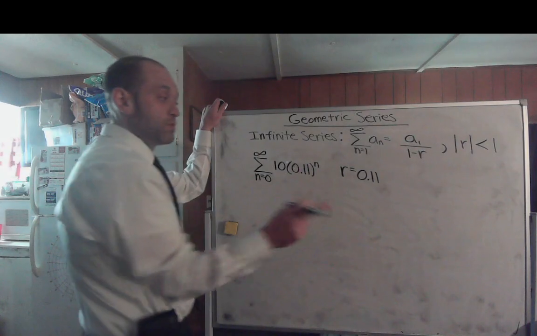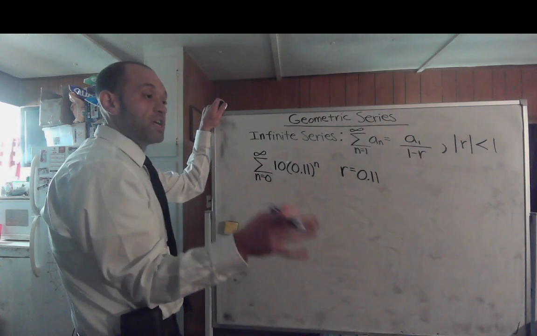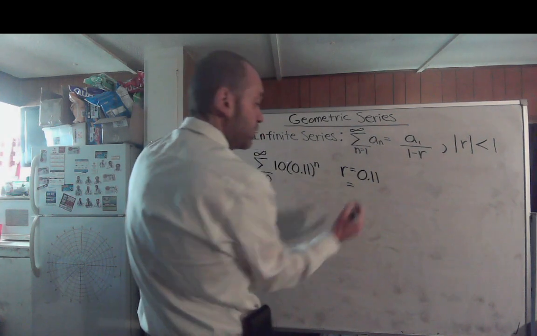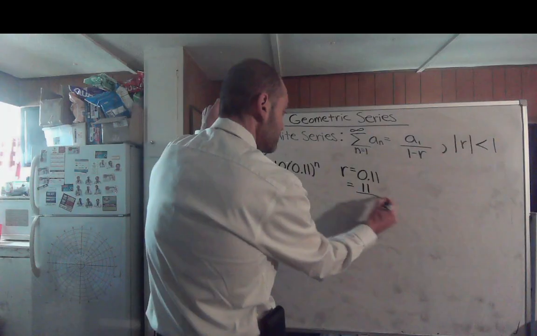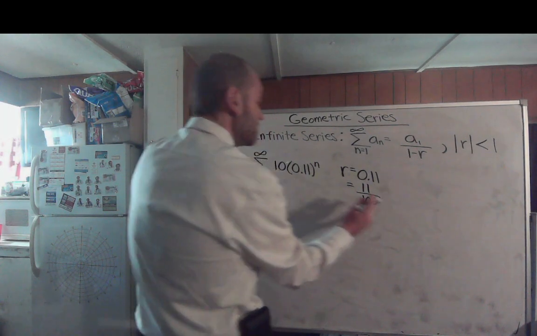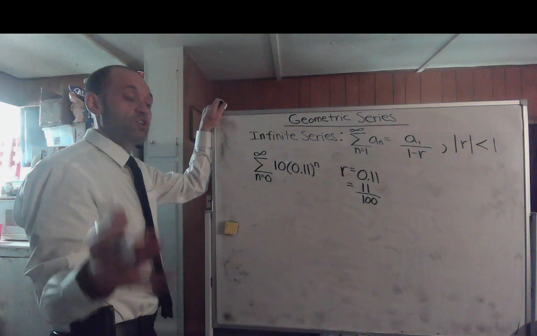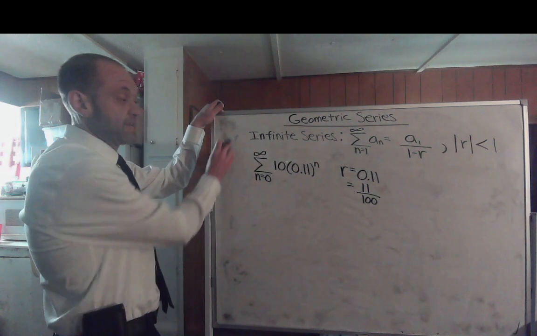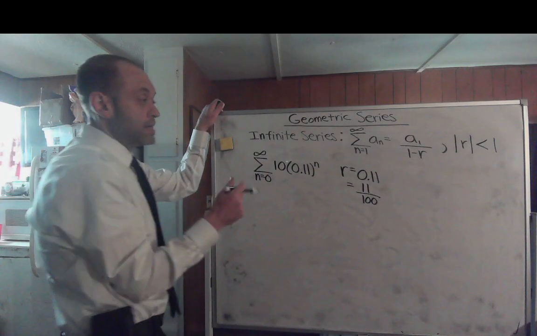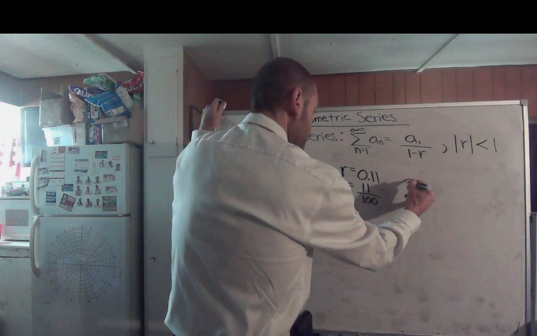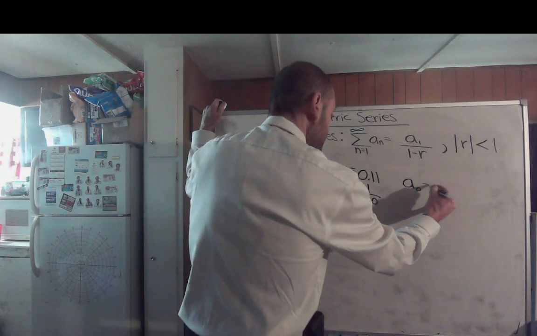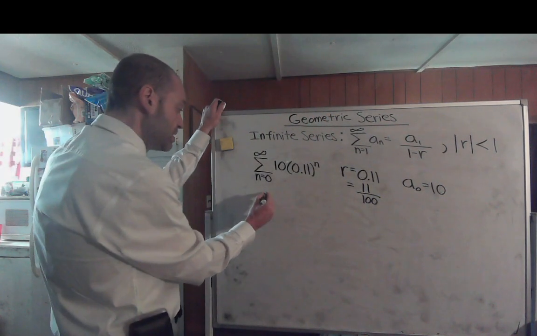If I were you, though, do yourself a favor, convert this to a fraction. The 0.11, we can convert that to 11/100ths, right? It's going to make your life so much better when you try to take the sum. Now your a sub 1, or a sub 0 in this case, is definitely going to be 10. Now let's go ahead and find the sum.